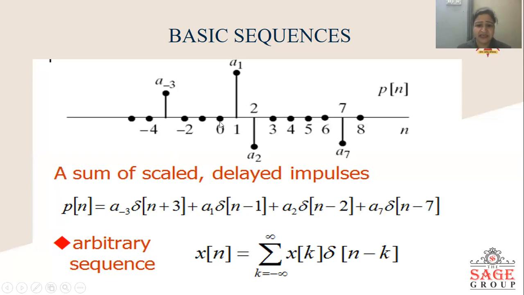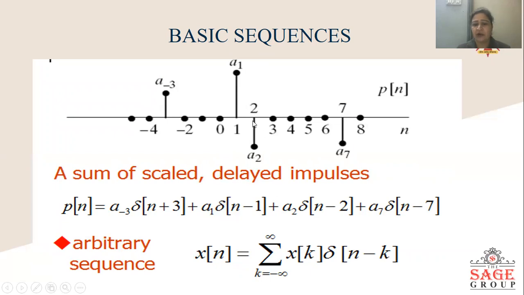Now we can see that at n equal to 0, the signal has value 0. So there is no need of writing the signal at n equal to 0. But at n equal to 1, we can see that the signal has value a1. Now I can write it as a1 delta n minus 1. That means a1 is multiplied by an impulse which is shifted to n equal to 1. The value of the impulse is 1, so a1 multiplied by the impulse located at n equal to 1 will give a1 only.